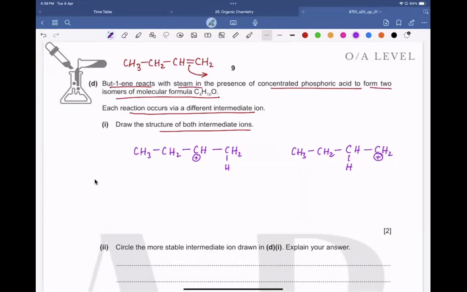Is this understandable? Obviously, there is a double bond, so the attack takes place from here. When the attack takes place on the hydrogen of the water, either this carbon gets bonded with the hydrogen, making this carbon positive like this, or on the other side, this carbon gets bonded with the hydrogen and this carbon becomes positive. So this is the other possibility.